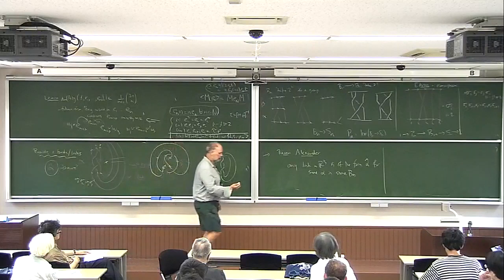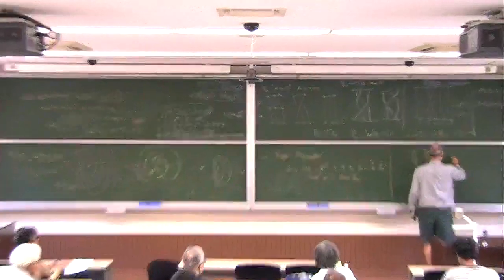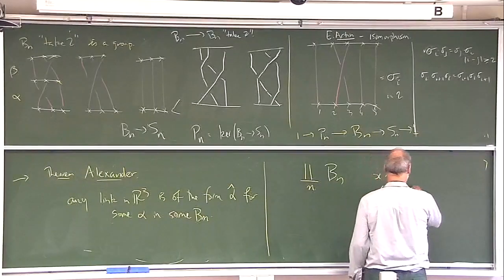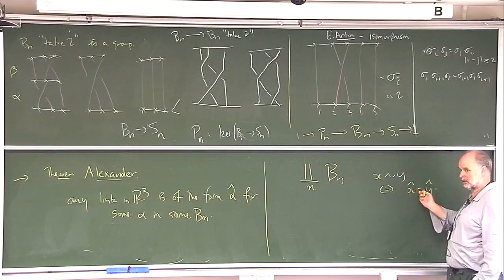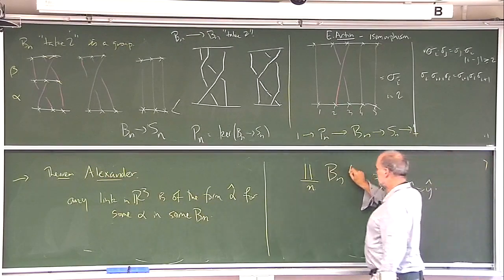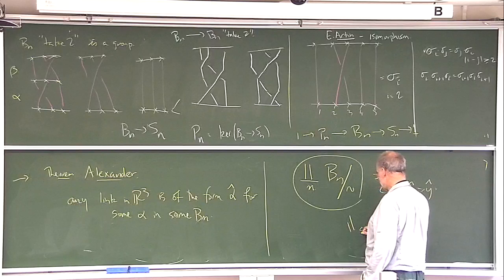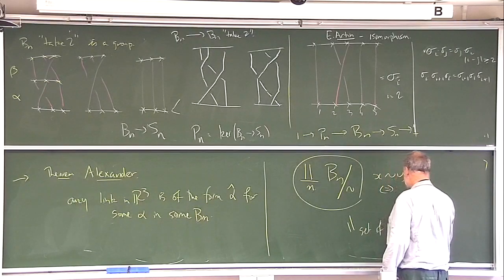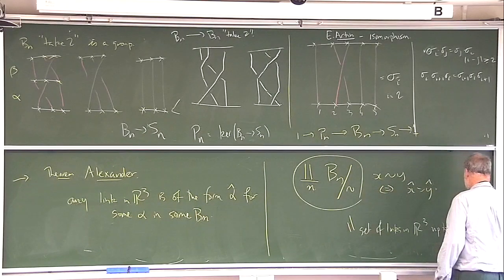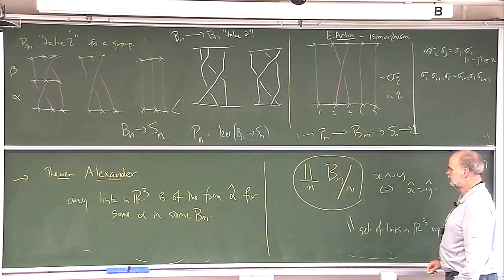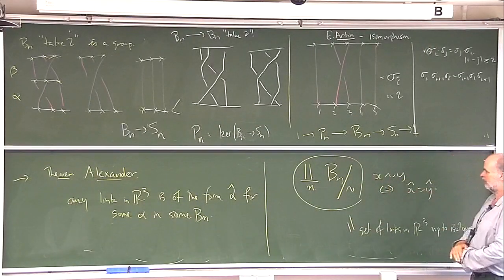So we have an equivalence relation, therefore, on the disjoint union. We take the disjoint union over n of all of the braid groups. We can say x is equivalent to y, but only if x hat equals y hat, as knots, as links. So this set, the disjoint union of the braid groups divided by this equivalence relation, is equal to the set of all links in R3. Okay, that's Alexander's theorem plus tautology, plus just defining it to be that way.